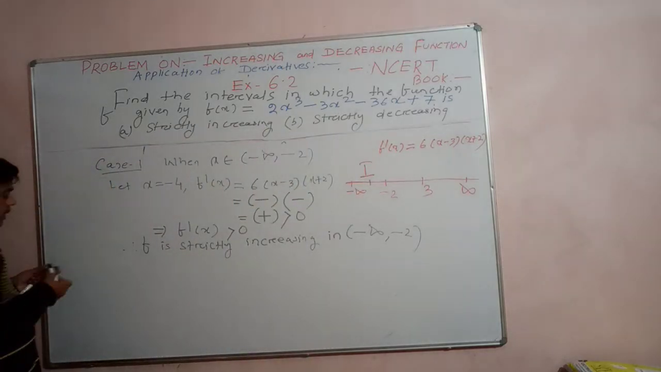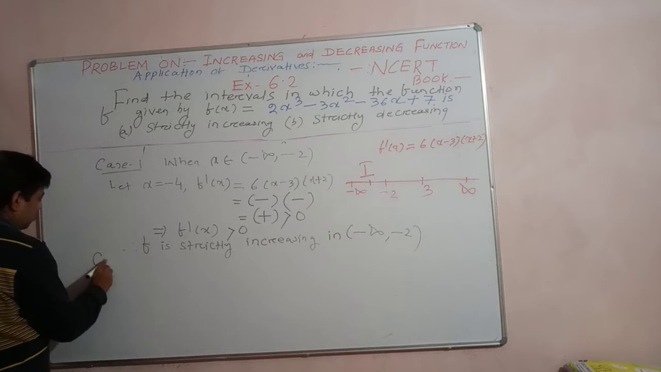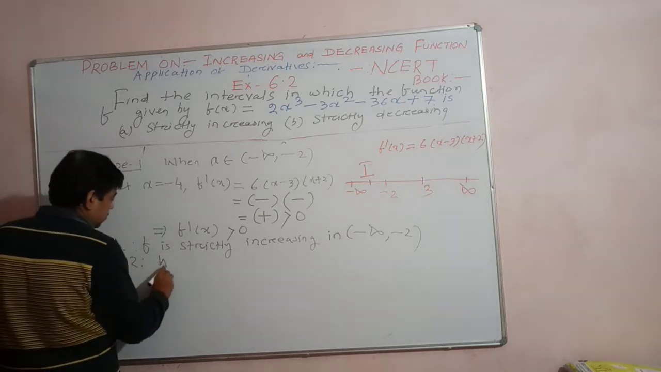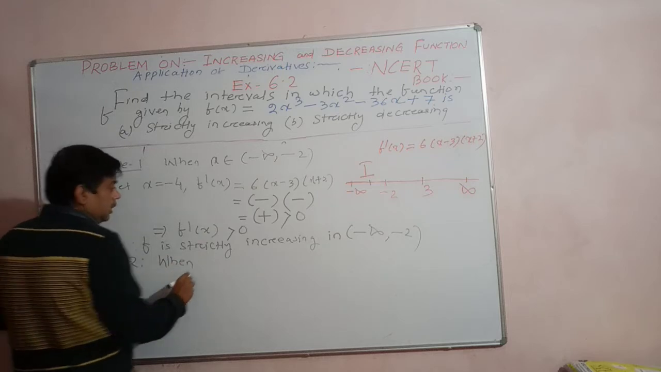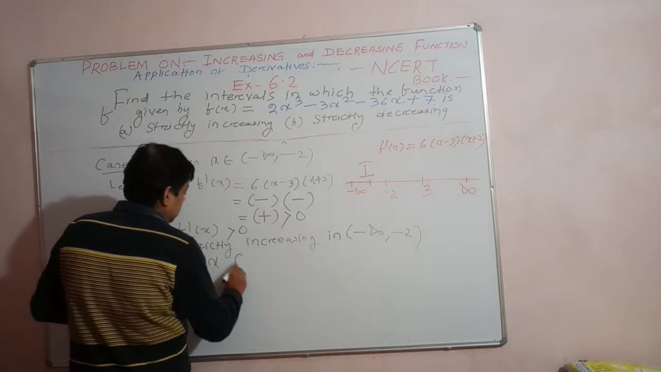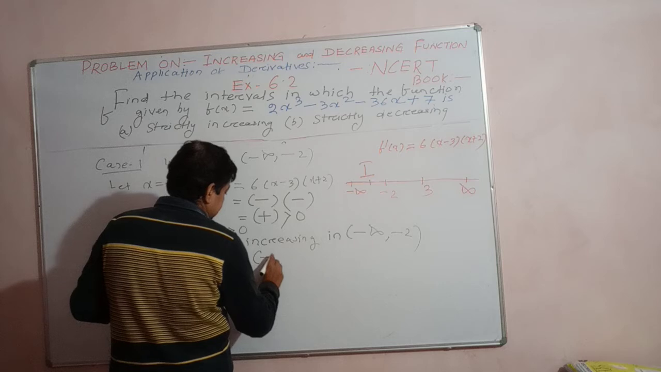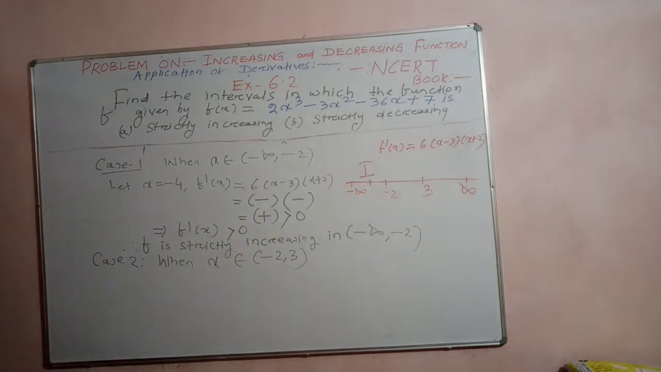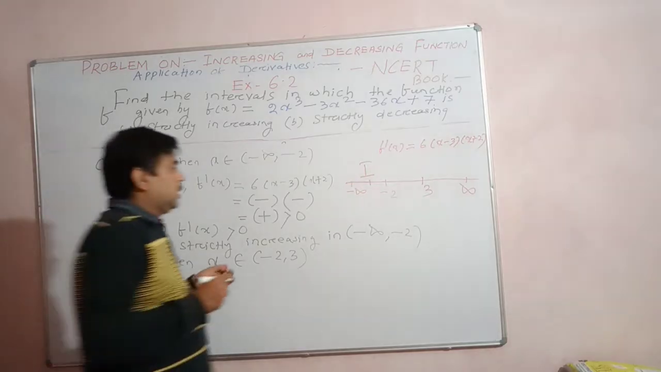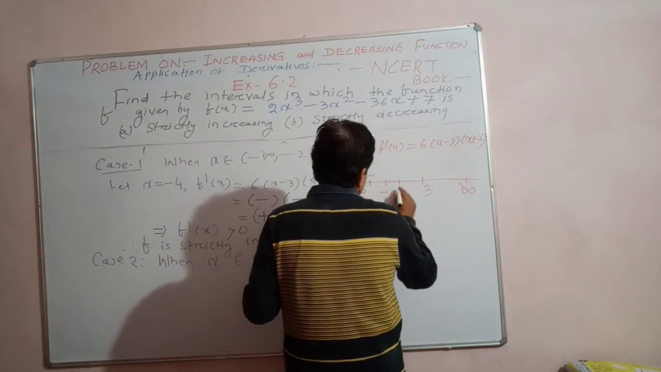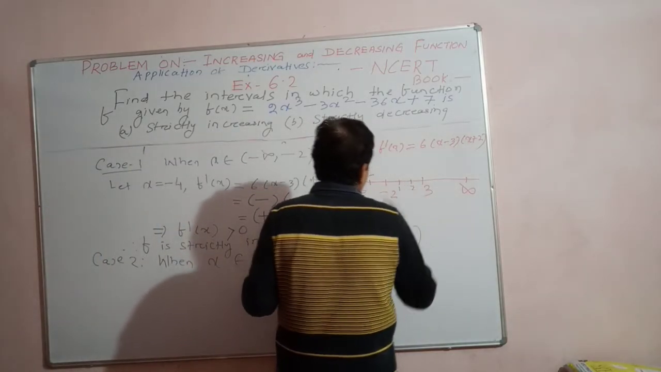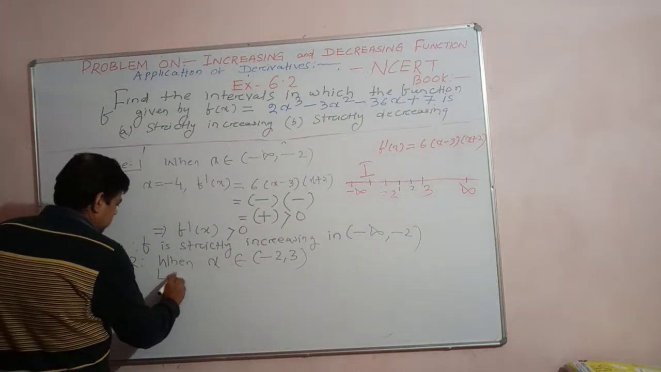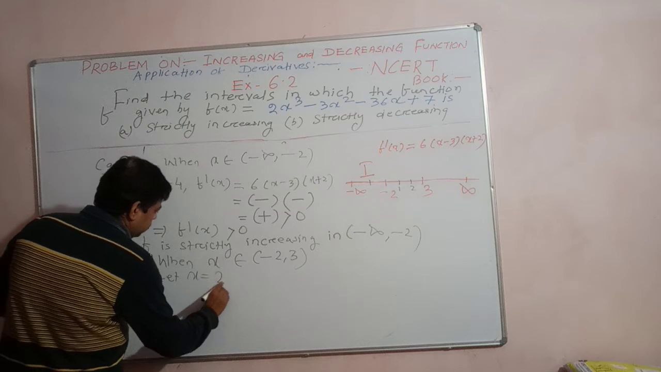Let's see the second interval, case 2. Suppose x belongs to minus 2 to 3. Okay. In this interval, x from minus 2 to 3, we can take values of x here. x may be 1, x may be 2. Okay. Let's take any one of the points. Let x is equal to, suppose I will take 2.